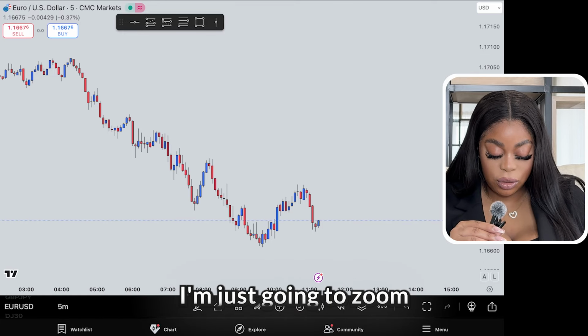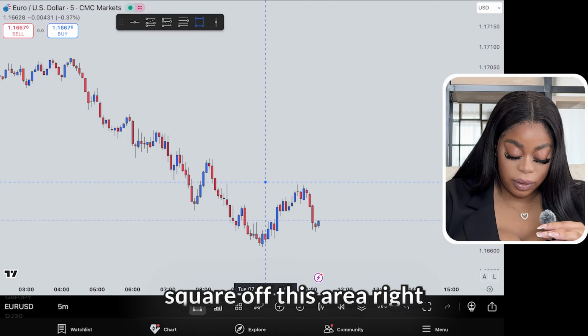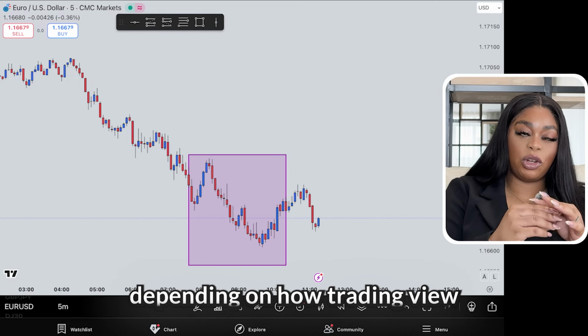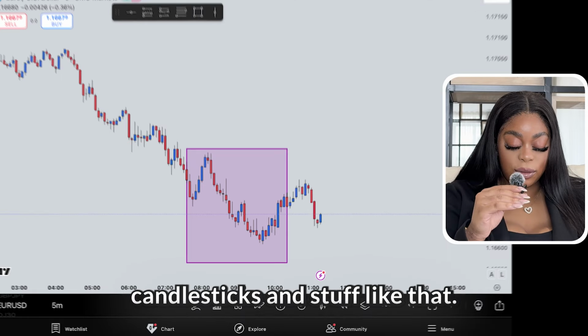Okay, I'm just going to zoom into this area right here. Okay guys, and I'm just going to square off this area right here. As you can see, TradingView allows you to pick and choose the colors you want to use for your candlesticks and stuff like that.